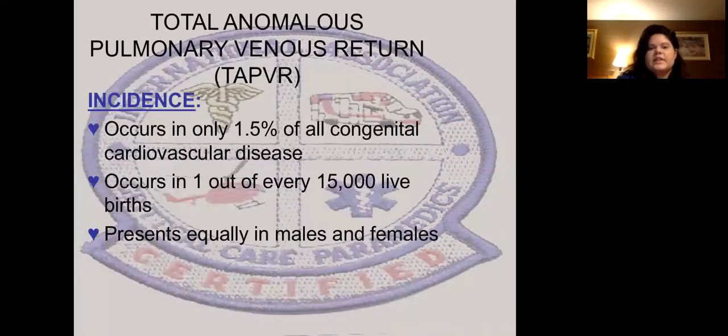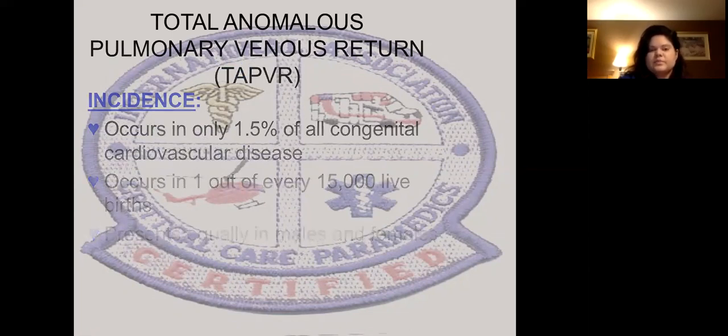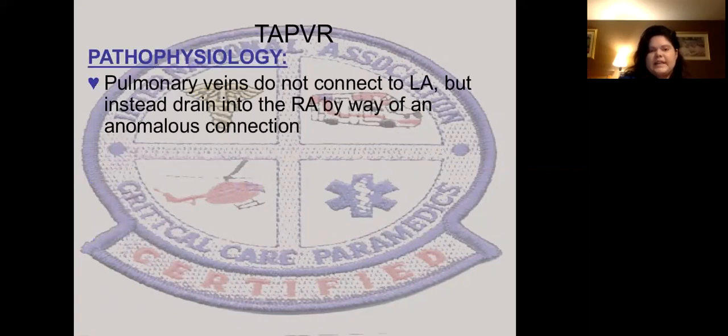And then this guy, the TAPVR, so the longest name, right? It's super rare. It's equal in males and females. The patho behind it, pulmonary veins don't connect with the left atrium, but instead they drain into the right atrium by way of a connection, okay?